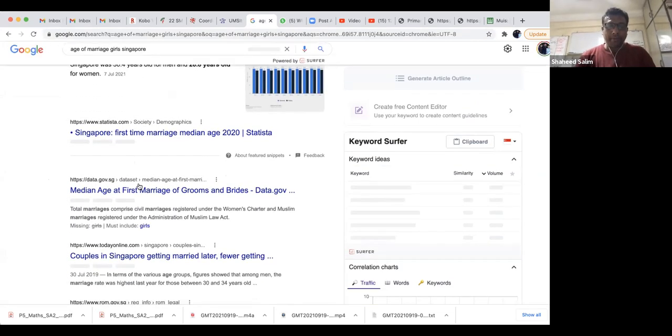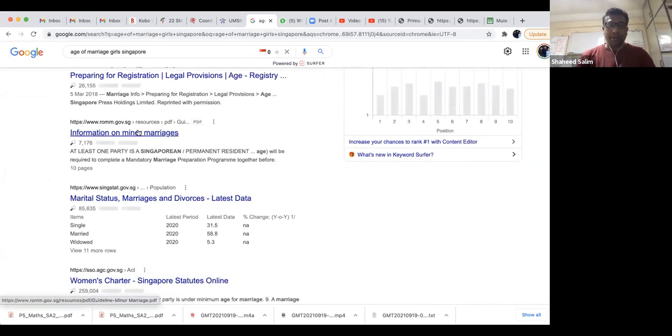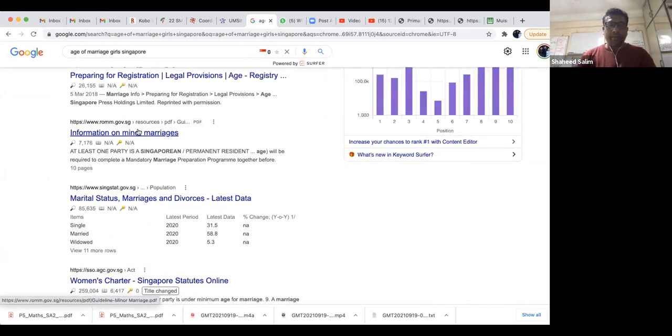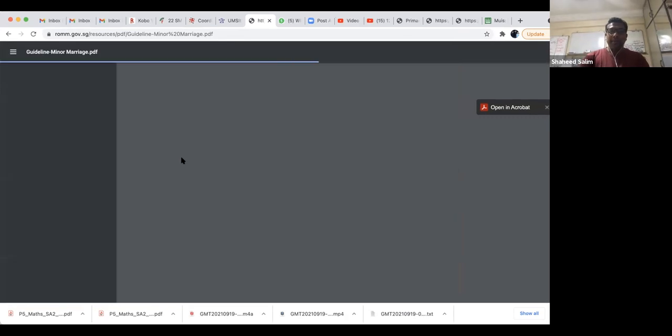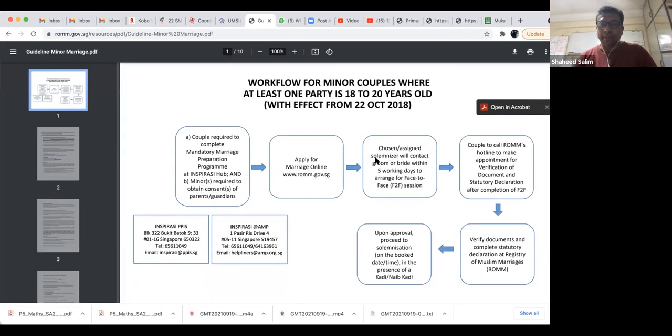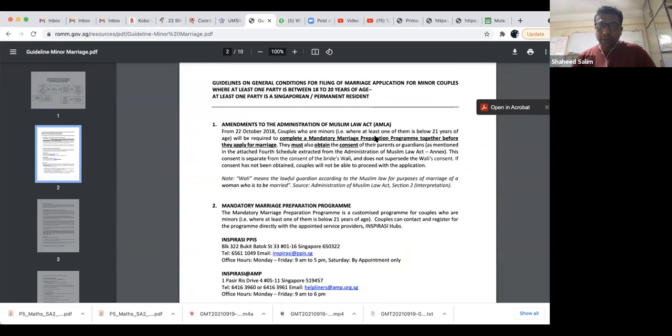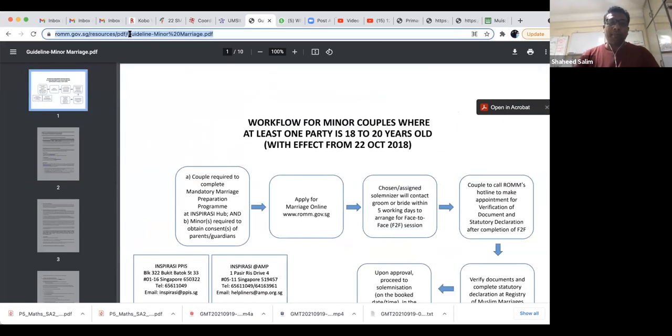Okay. Let me see. Information on minor marriages. Okay, down here. This is the registrar of minor marriages. Wait. Okay, 18 to 20. Oh, this is now 18 years old. No more 16. I thought 16 years old they can get married, okay, hold on.